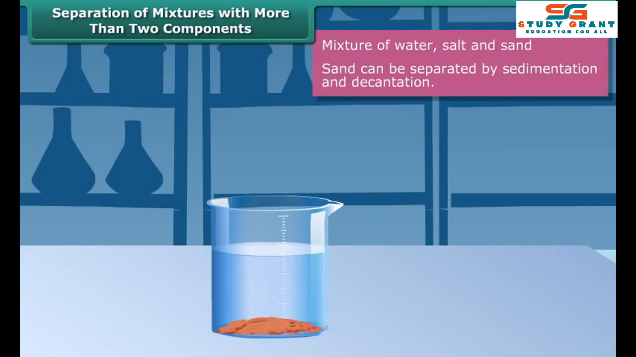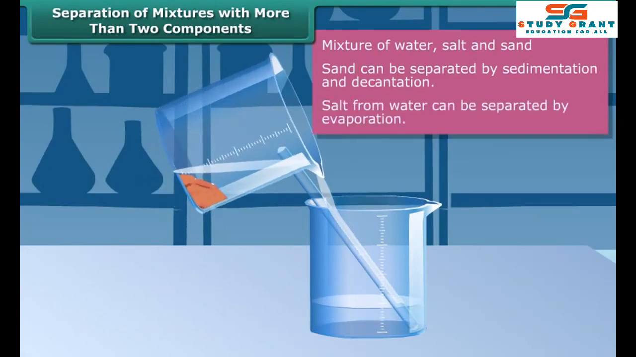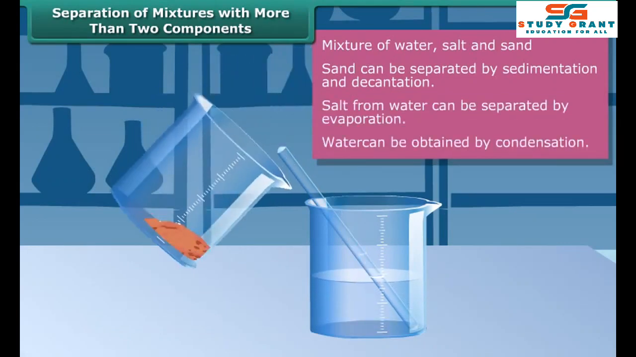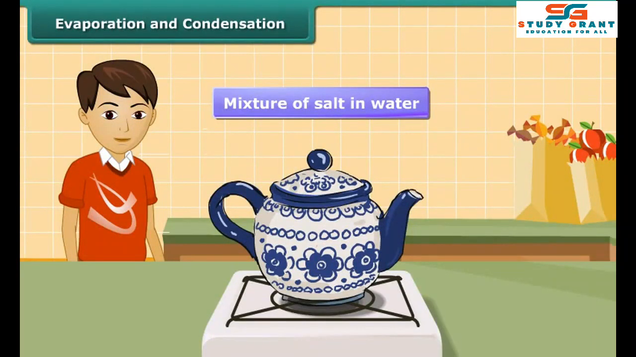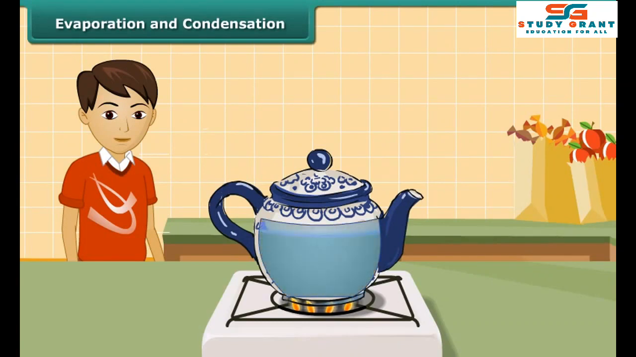Let us do a workout. If you are given a mixture containing water, sand and salt, how will you separate the three components from one another? You will leave the mixture undisturbed for a while to separate sand. Sand, which is heavy and insoluble in water, settles down at the bottom of the container. The mixture is then separated by decantation to get sand.